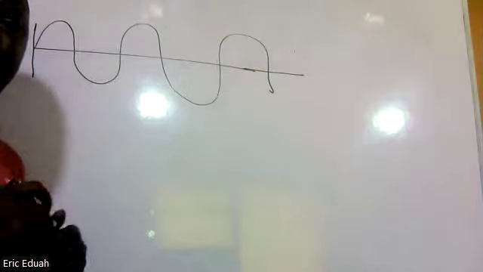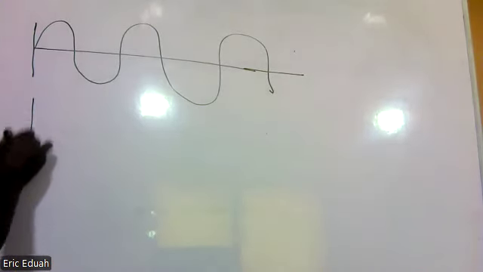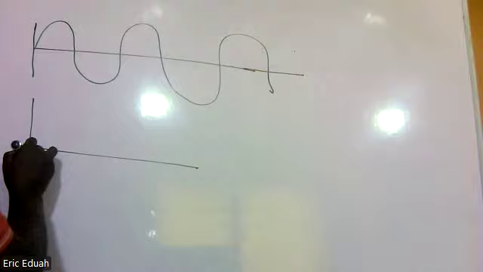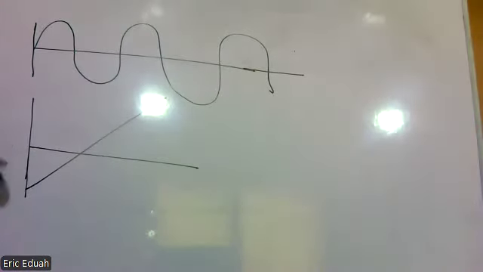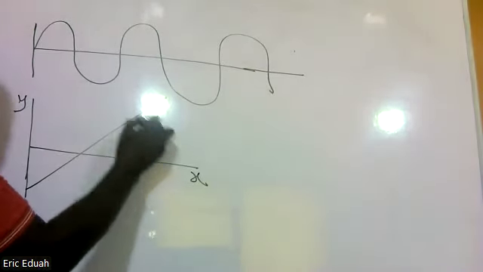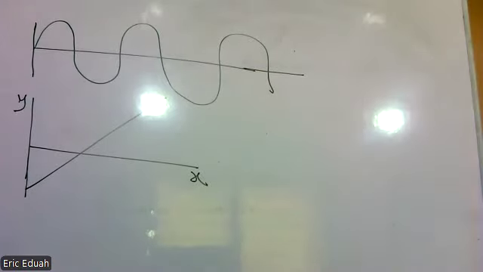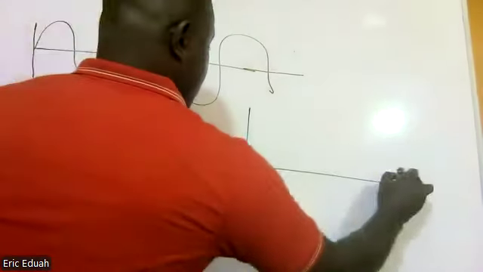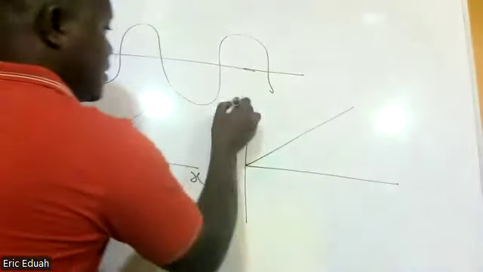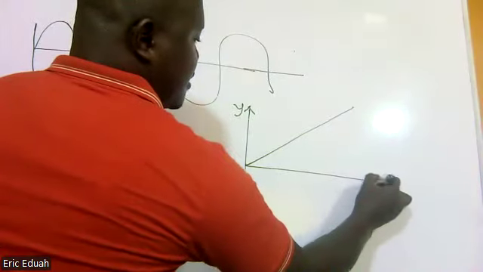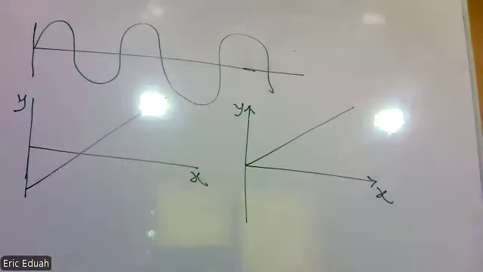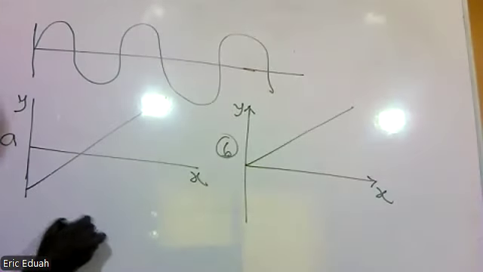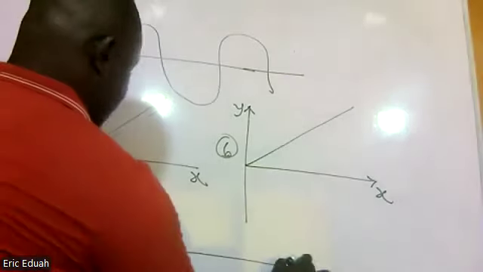Now, in mathematics and physics, when you draw an equation or a graph, and you draw something like this, mathematically, what is this? What have I drawn? A, B, C.